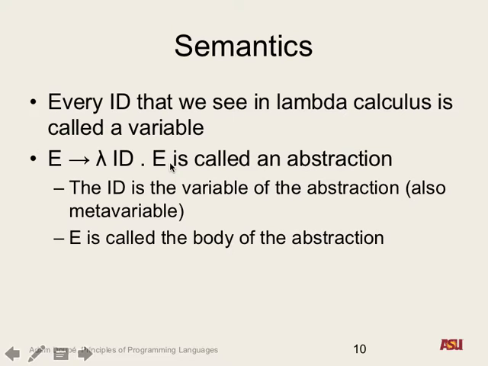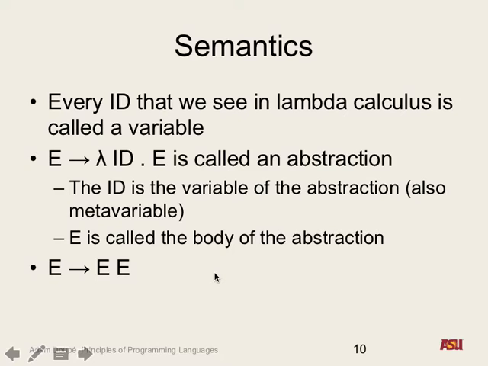Another way to think about this is functions. Here I'm defining a function that takes in some parameter, some variable ID, and it has some body, which is the expression. Like we said, the basic primitives of Lambda Calculus are defining an anonymous function and applying a function. So the ID is the parameter? Yes. I thought it was going to be the name. No, there are actually no names. All functions are anonymous. This function has no name. It takes in a parameter called ID and has some body, which is the expression.